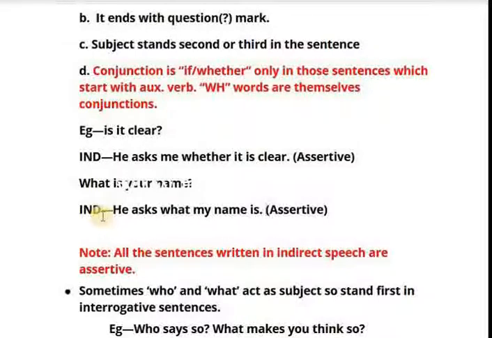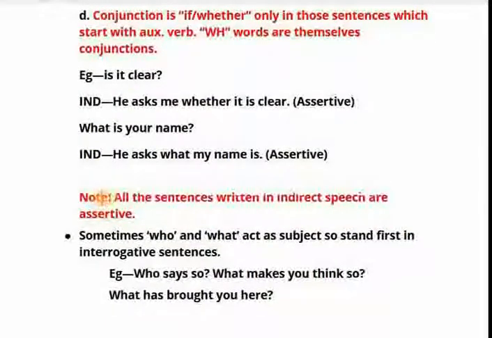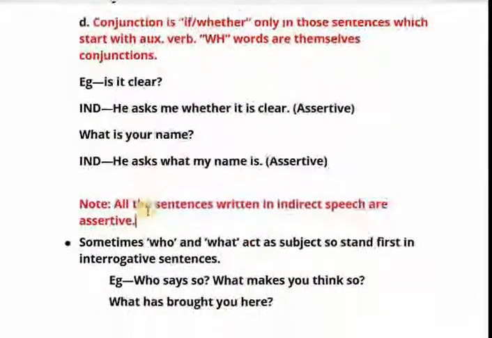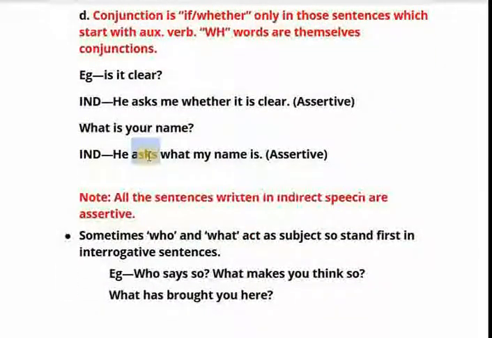But one thing which you have to keep in mind is that all sentences written in indirect speech are assertive. So don't get confused that while changing an interrogative sentence or assertive sentence, the sentence will become something different. It is always assertive if you are changing any type of sentence into indirect speech. It will become an assertive sentence. All indirect speech sentences are assertive sentences.